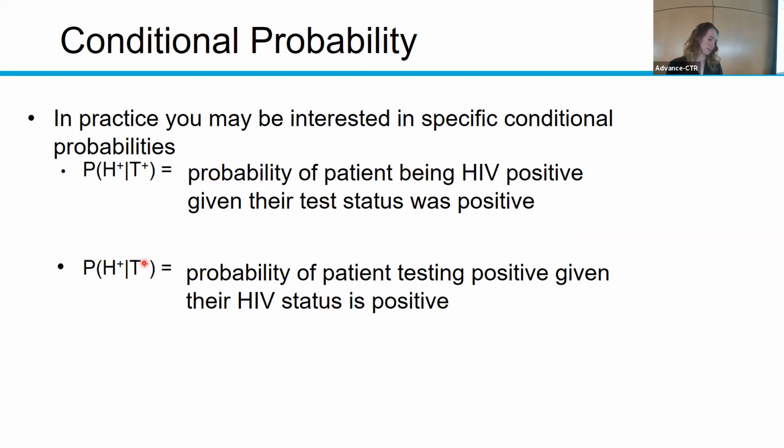This here should be a negative, and this word should say negative. So probability that HIV is positive given test status is negative. What is the probability that your patient is HIV positive given that their test was negative?